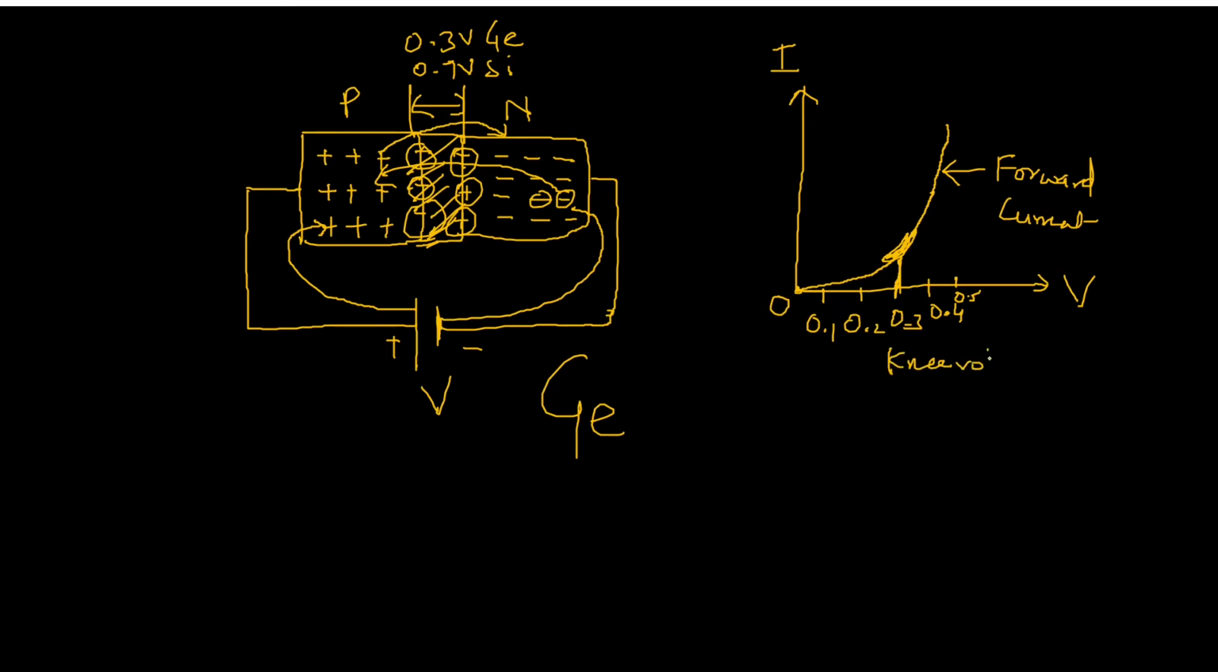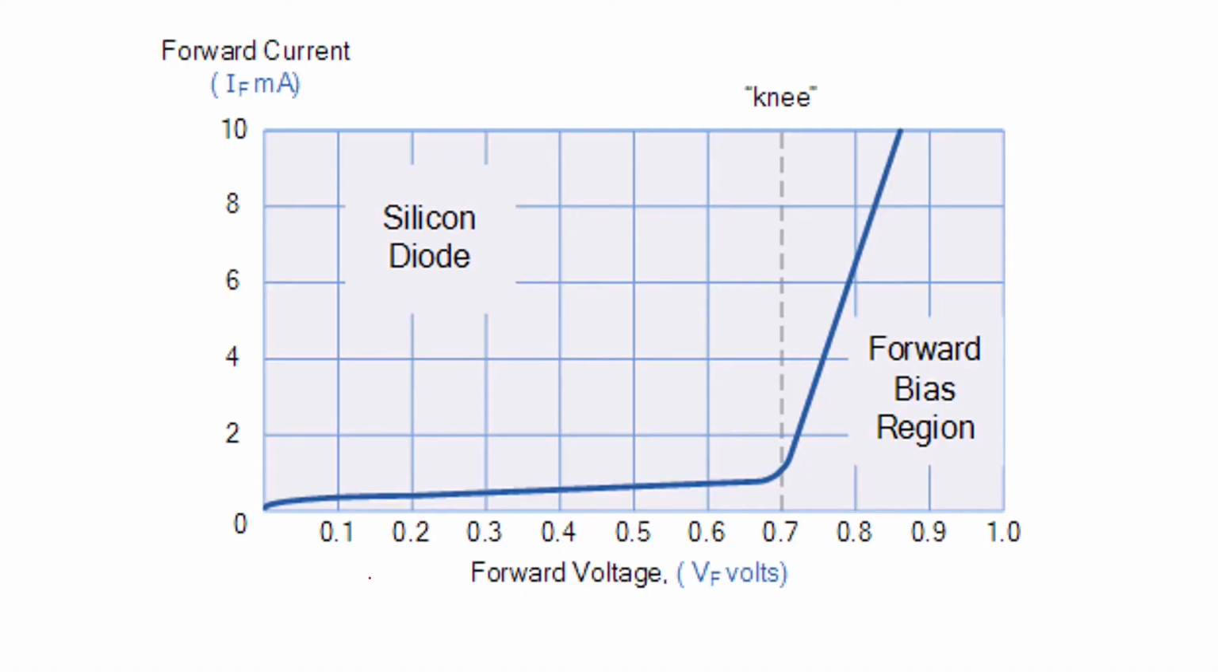So after the knee voltage, the current increases fast. There will be more current increase for a smaller increase in voltage, the width of the depletion layer will decrease, the resistance of the diode will decrease, and maximum current starts flowing in the diode. Similarly, if you take a silicon diode, then this knee voltage, instead of 0.3, will take place at 0.7 volt. So here you can see the graph for a silicon diode.